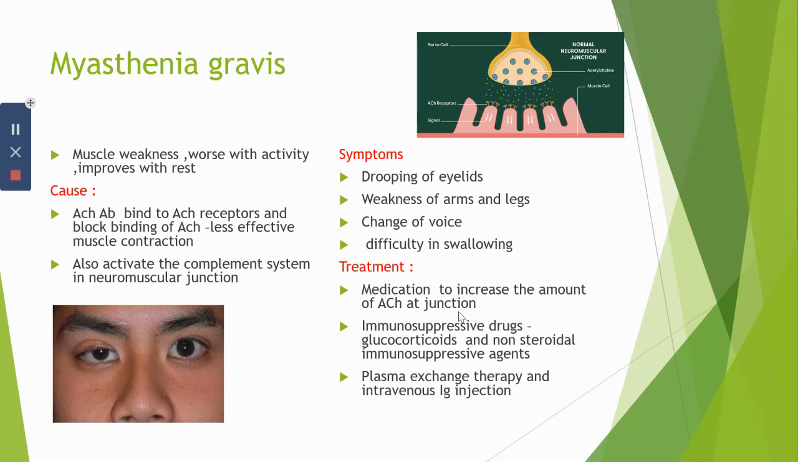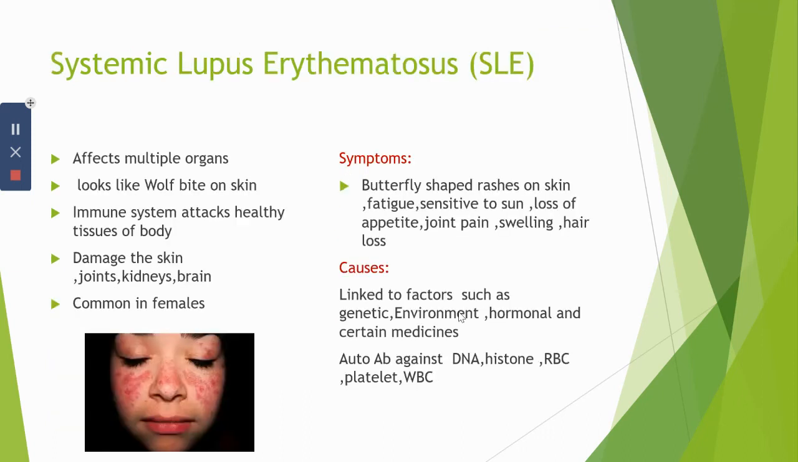minimizing the symptoms. Immunosuppressive drugs containing glucocorticoids and non-steroidal immunosuppressive agents help in treatment of the defect in immune dysregulation. Plasma exchange therapy and intravenous immunoglobulin injections are very good in handling this disease.